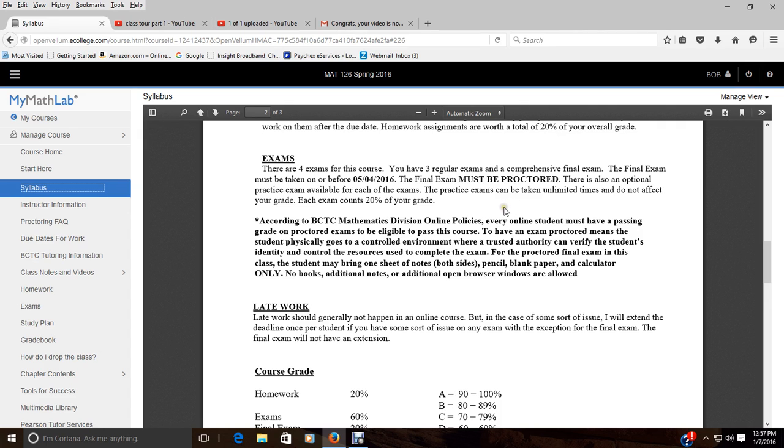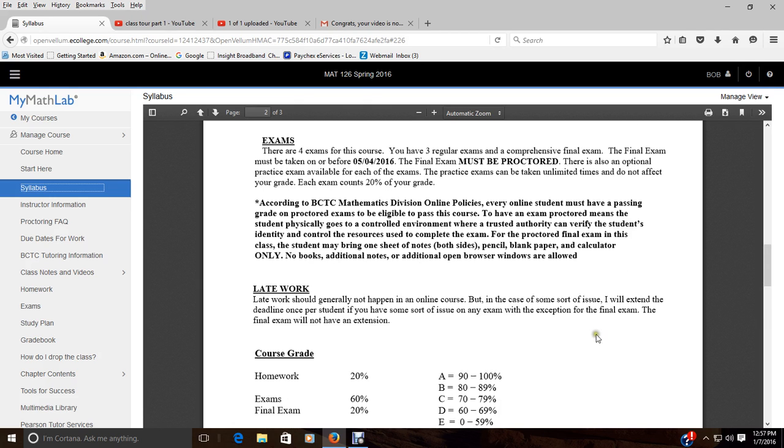I allow you one sheet of notes on the final, front and back, so you can always do that. But please, I've seen so many students fail the final and they fail the class and they wasted all that money and time. So take it seriously and do your own work.